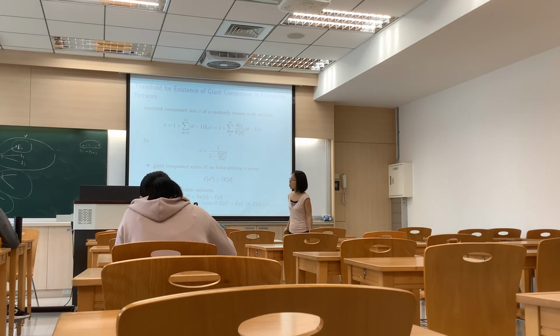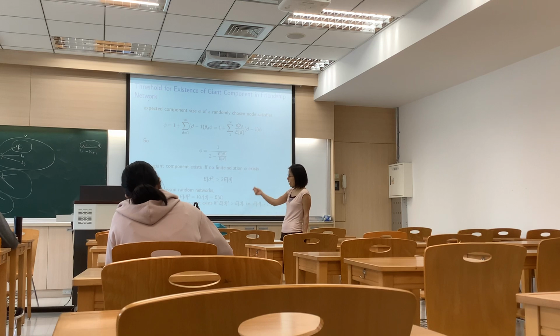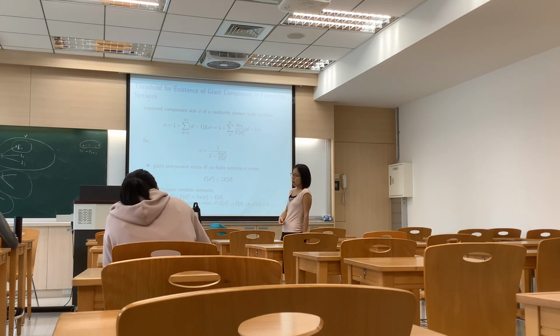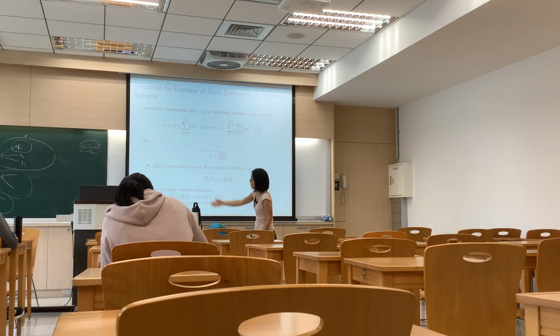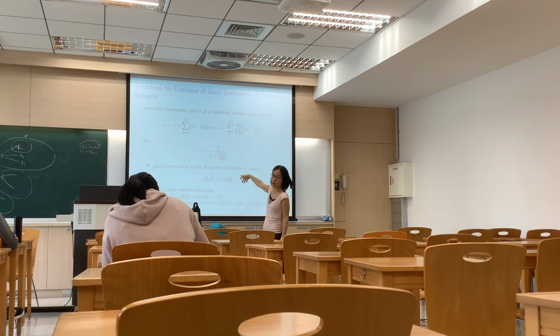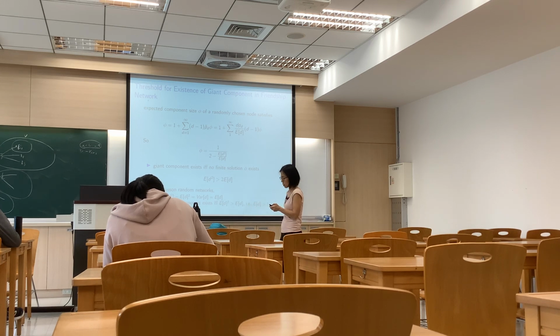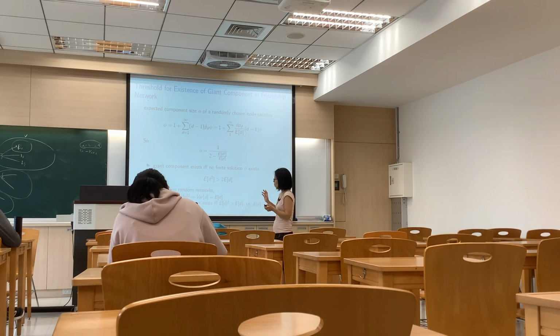Okay, so this is kind of intuitive: if on average you can find more than one friend, then doing it this way is going to give you an infinite number of people in the component. So that's the threshold for the existence of a giant component.